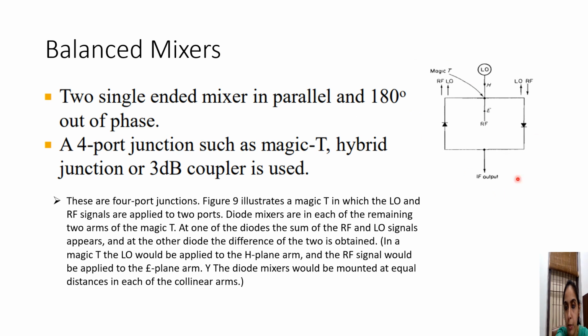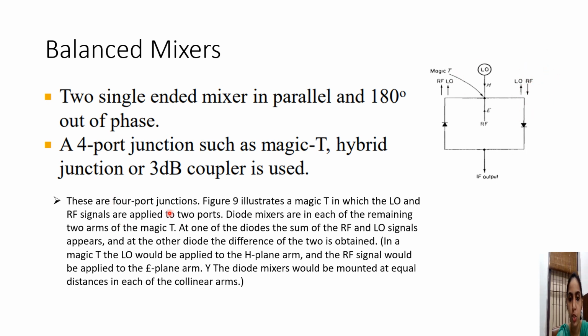Now this is another type of mixer. Here we are using diodes, but it is not a single diode; we are going for a balanced mixer. We place two diodes as mixer, in parallel and 180 degrees out of phase. Here we have considered the example of a magic T, where the local oscillator is placed in the H arm and the RF echo signal is placed in the E arm. On one output diode we get the sum of the RF and local oscillator, and at the other diode we get the difference.